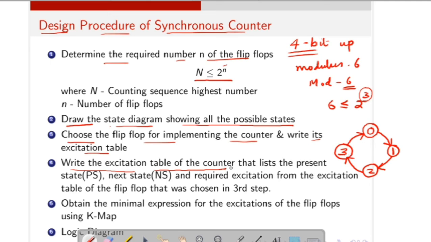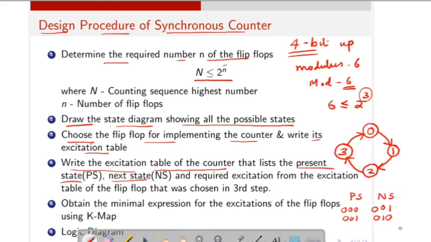So in the excitation table of the counter, we list the present state and next state of the counter. Okay, so the first column is the present state. Suppose the present state is equal to 0, 0, 0. Then the second column is the next state. From the present state it goes to the next state. The next state is 1, so 0, 0, 1. Then the present state is equal to 0, 0, 1, and the next state is equal to 0, 1, 0. Like that we write the present state and next state of the counter.